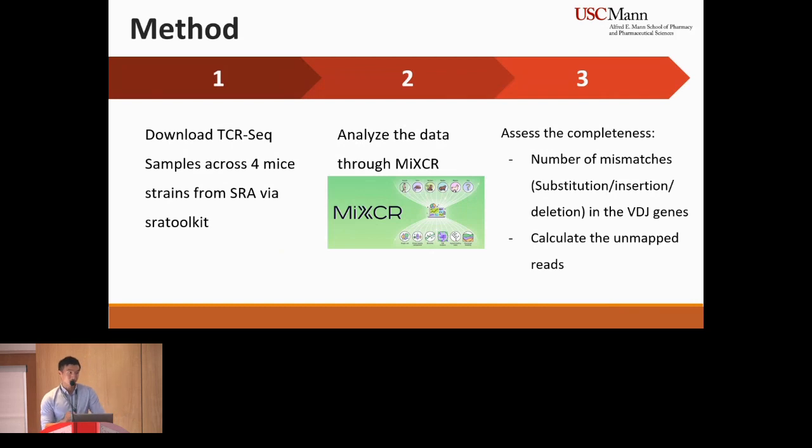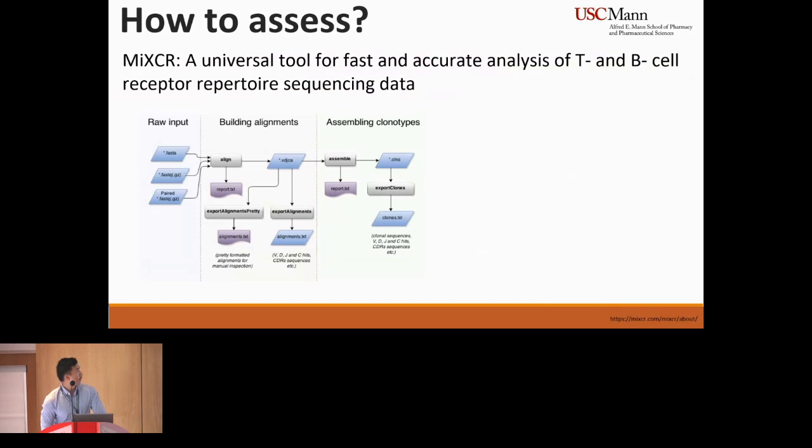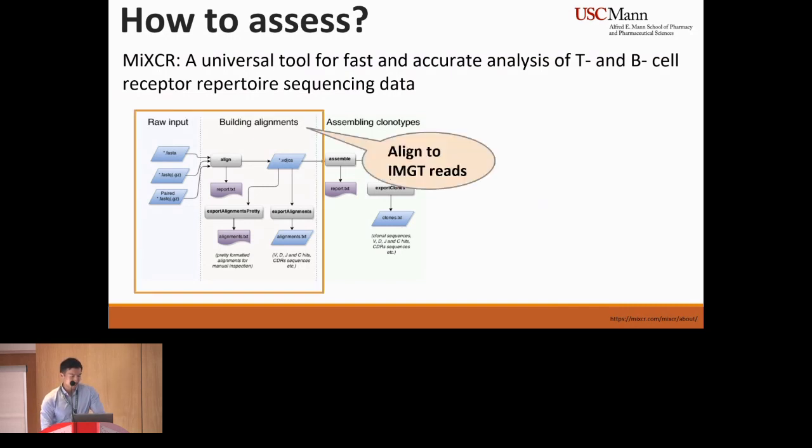For the method, it's pretty straightforward. We download publicly available TCR sequencing datasets from the Sequence Read Archive, and we run a tool called MiXCR. MiXCR is titled as a universal tool that can help analyze T and B cells. It's a tool that can be used in immunogenomics, for immune receptor repertoire sequencing analysis. How MiXCR works is, like other alignment tools, it helps us build alignments. What I do is specify and align our samples' reads to the IMGT reference.